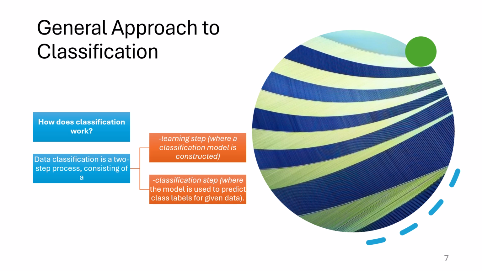A tuple X is represented by an n-dimensional attribute vector depicting n measurements made on the tuple from n database attributes. Each tuple X is assumed to belong to a predefined class as determined by another database attribute called the class label attribute. The class label attribute is discrete-valued and unordered. It is categorical in that each value serves as a category or class. The individual tuples making up the training set are referred to as training tuples.